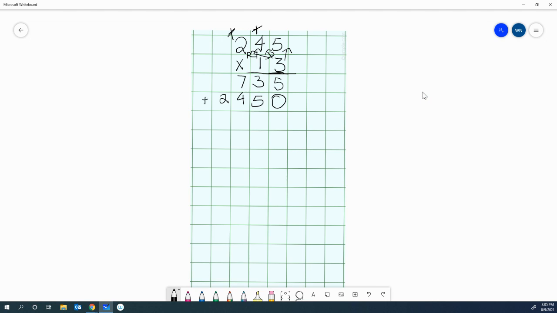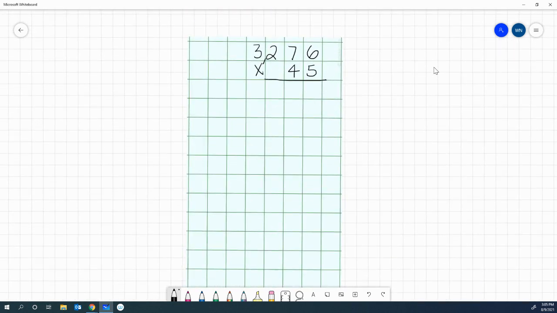Now let's go ahead and add it up. 5 plus 0 is 5. 3 plus 5 is 8. 7 plus 4 is 11. 1 plus 2 is 3. So our answer is 3,185. Make sure you have that copied correctly, and we're going to jump into the next problem.